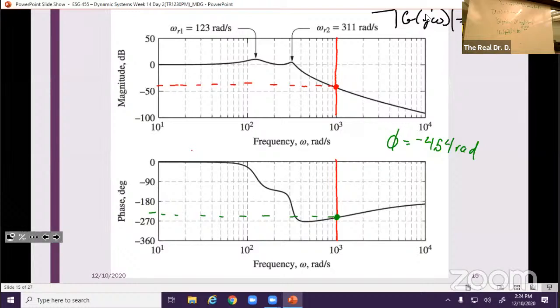I said we're going to solve this with 5 sine of 1000 t. So y steady state is equal to 0.01 times 5 times sine of 1000 t minus 4.54. And you've got the steady state response. So it doesn't matter how crazy your Bode diagram looks. If you know what the input is, you can always find your steady state response, regardless of any order, right?